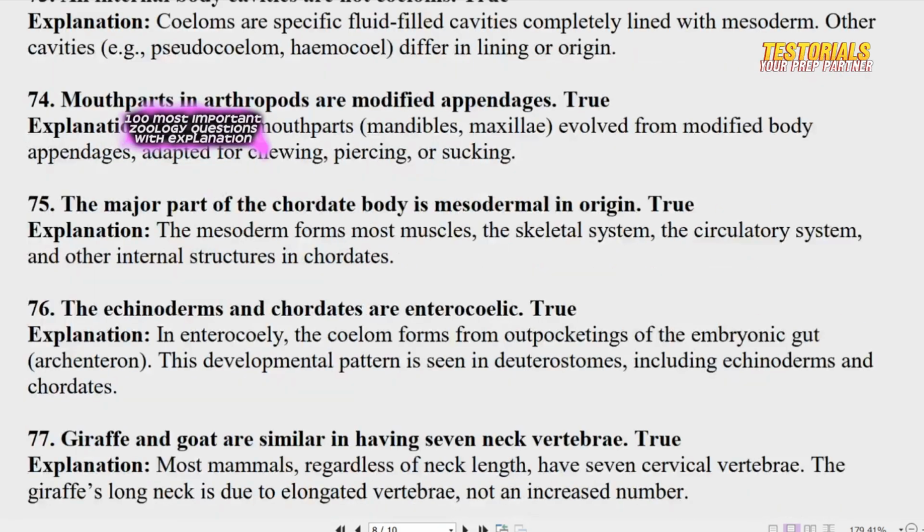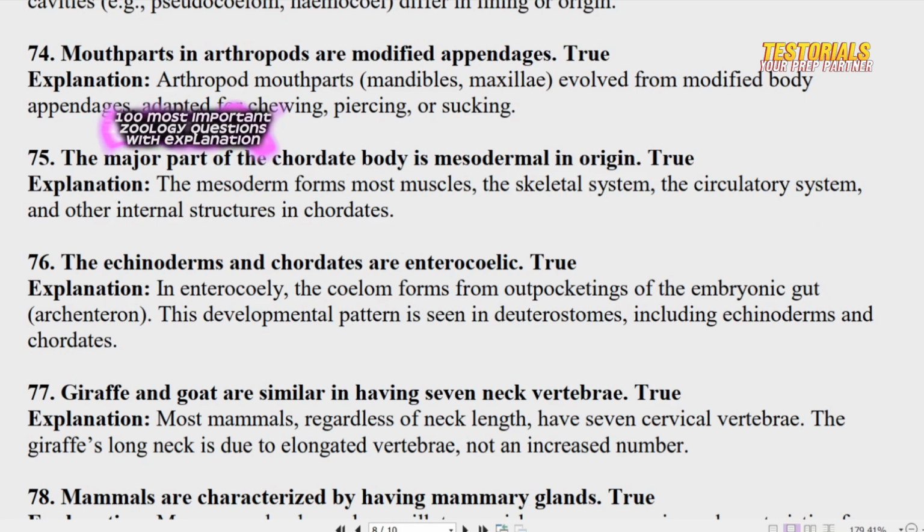74. Mouth parts in arthropods are modified appendages. True. Explanation: Arthropod mouthparts, mandibles, maxillae, evolved from modified body appendages, adapted for chewing, piercing, or sucking. 75. The major part of the chordate body is mesodermal in origin. True. Explanation: The mesoderm forms most muscles, the skeletal system, the circulatory system, and other internal structures in chordates.